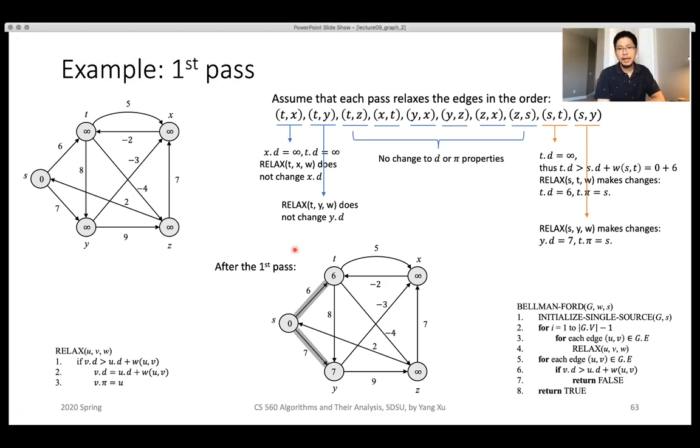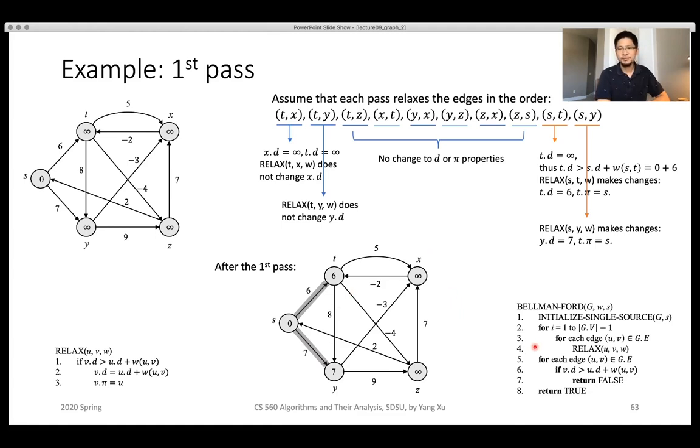So in this updated view of the graph, notice that the d attributes of vertex t and vertex y are updated from infinity to the real numbers 6 and 7 here. And the edges st and sy are also highlighted in broader gray, because now they are in a predecessor relationship, which means the pi of t is set to s and the pi of y is set to s too. So that means the edges st and sy are now in the final tree that represents the shortest path, what we call the shortest path tree. Okay, so that's the first pass.